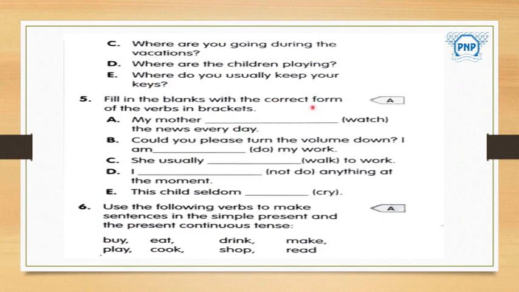Fill in the blanks with the correct form of the verbs in brackets. Here you are supposed to use the correct form. It might be present continuous or maybe simple present tense. Okay, two choices are there. My mother dash watch the news every day. My mother watches the news every day. Correct? It's a regular habit.